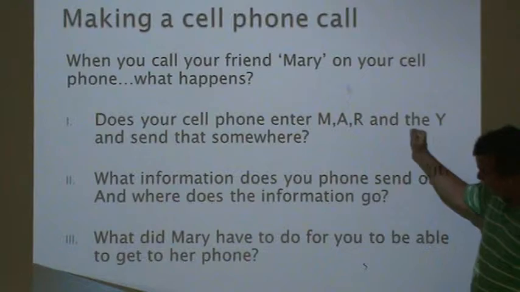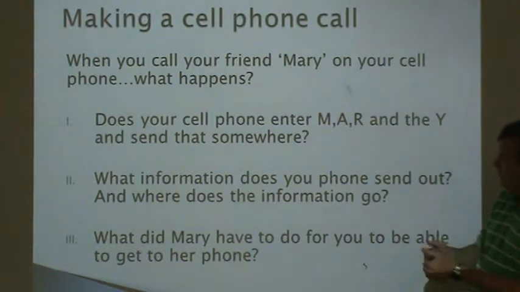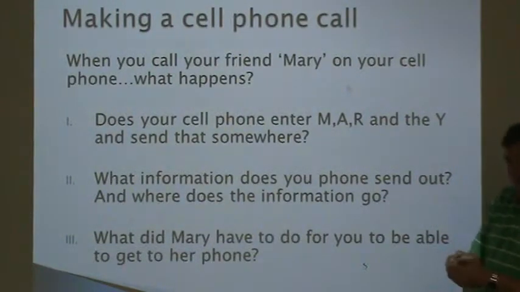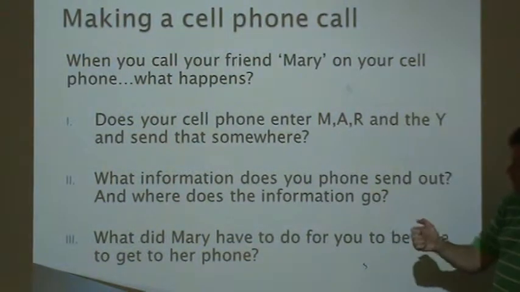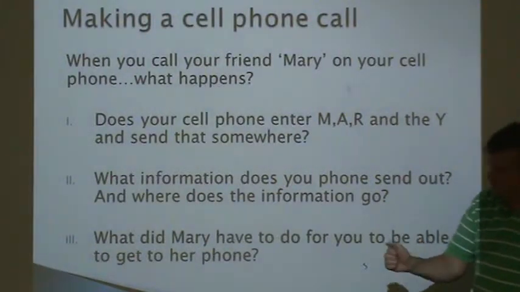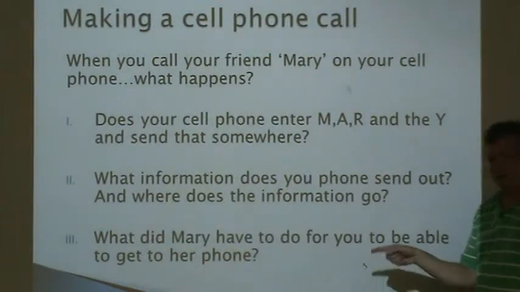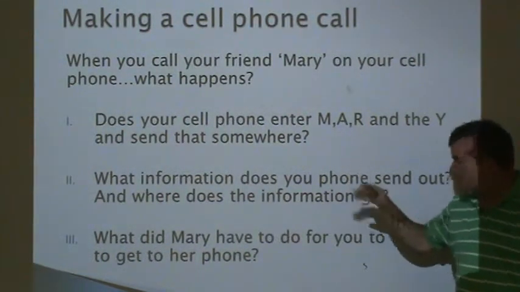So on your cell phone, when she became your friend and you recorded her number, you would type in the name is Mary, the number is, and you'd start punching in numbers and then hit save. Now, if you go to call Mary, you might find Mary in your index, and when you hit call, the phone knows to find the number that goes with Mary, and then dials those numbers.